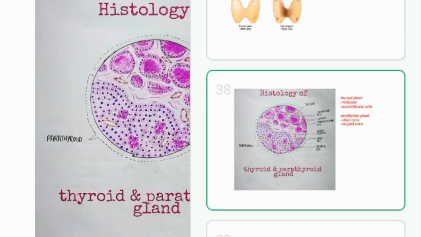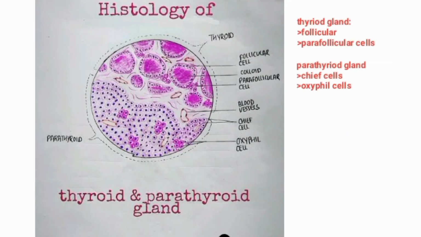Then we can see histology of the parathyroid gland just briefly. In case of thyroid gland, we said that there are 2 types of important cells. One is the follicular cell and another is the parafollicular cell. The follicular cells in thyroid gland were responsible for production of thyroid hormones, and parafollicular cells of thyroid gland were responsible for production of calcitonin.